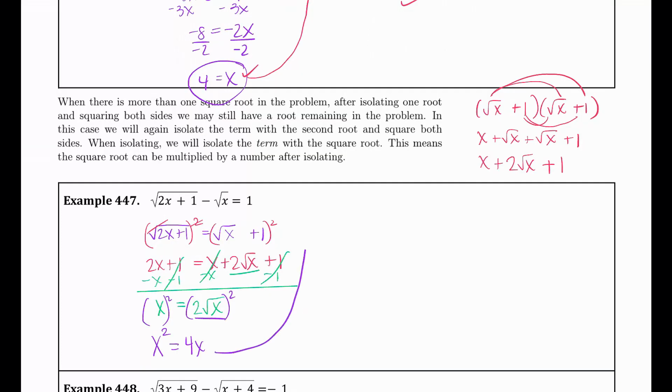Okay, so now to solve this, let me scoot it up here. I'm going to factor this. I'm going to move everything to the left side. I get x squared minus 4x equals 0. Take out your greatest common factor of x. If we solve this, we get x equals 0 and x equals 4.